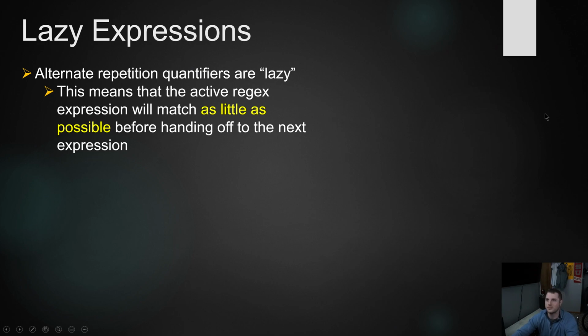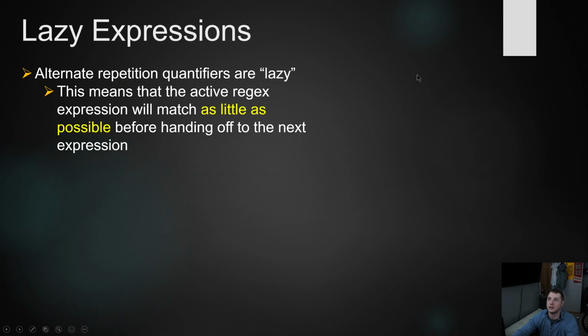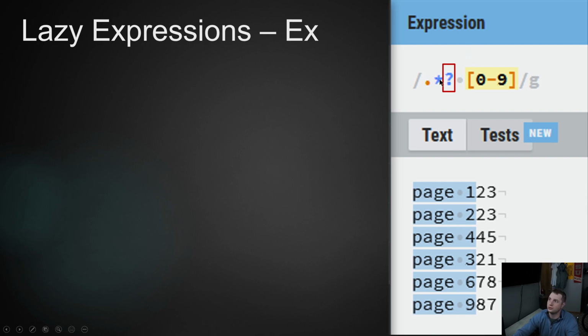Lazy expressions. Alternate repetition quantifiers are lazy. They will match as little as possible before handing off to the next expression. So if we come back here, this would quantify as a lazy expression. I'm going to match until this one can take over. This one is going to be a greedy expression because it's going to match all of it. So it's the exact opposite here. You can force a lazy expression here. As soon as this wildcard doesn't match, it hands off, and then it's wildcard match, wildcard match, wildcard match.